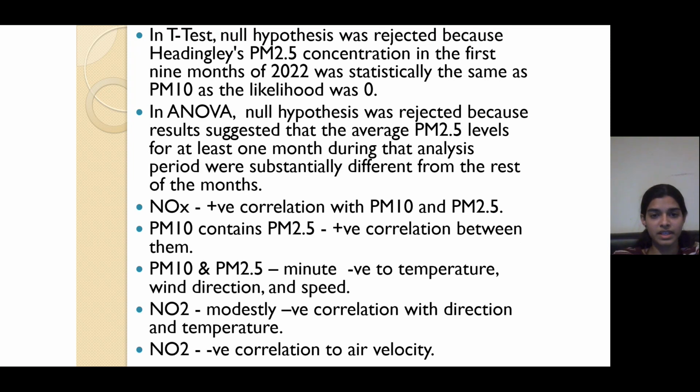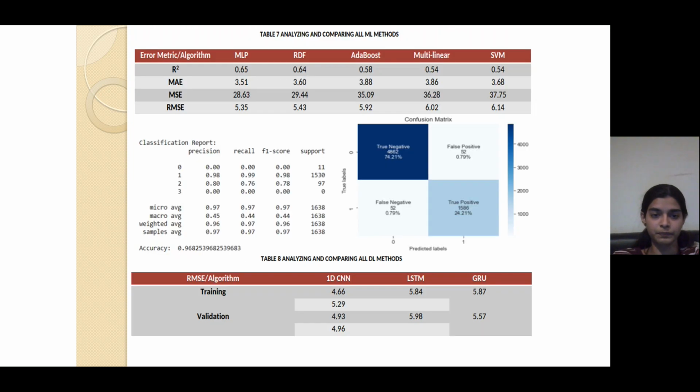In the hypothesis tests, we found that both of the null hypotheses were rejected, which means that the averages were not the same. There were also certain correlations between the pollutants, like particulate matters were correlated to each other. They were correlated to nitrogen oxides. Nitrogen oxides were correlated to other secondary factors like direction, temperature, and air velocity.